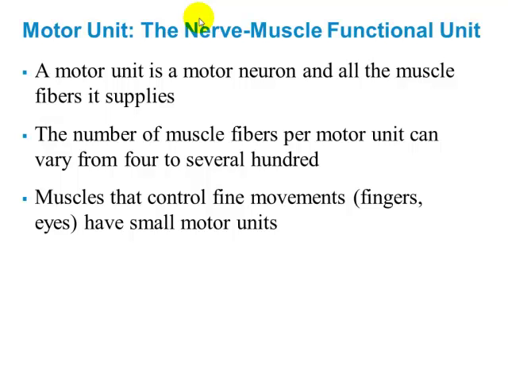As opposed to muscles that have large motor units, a large motor unit means one neuron talks to a lot of muscle cells at the same time. When you talk to lots of muscle cells at the same time, you have less fine control.